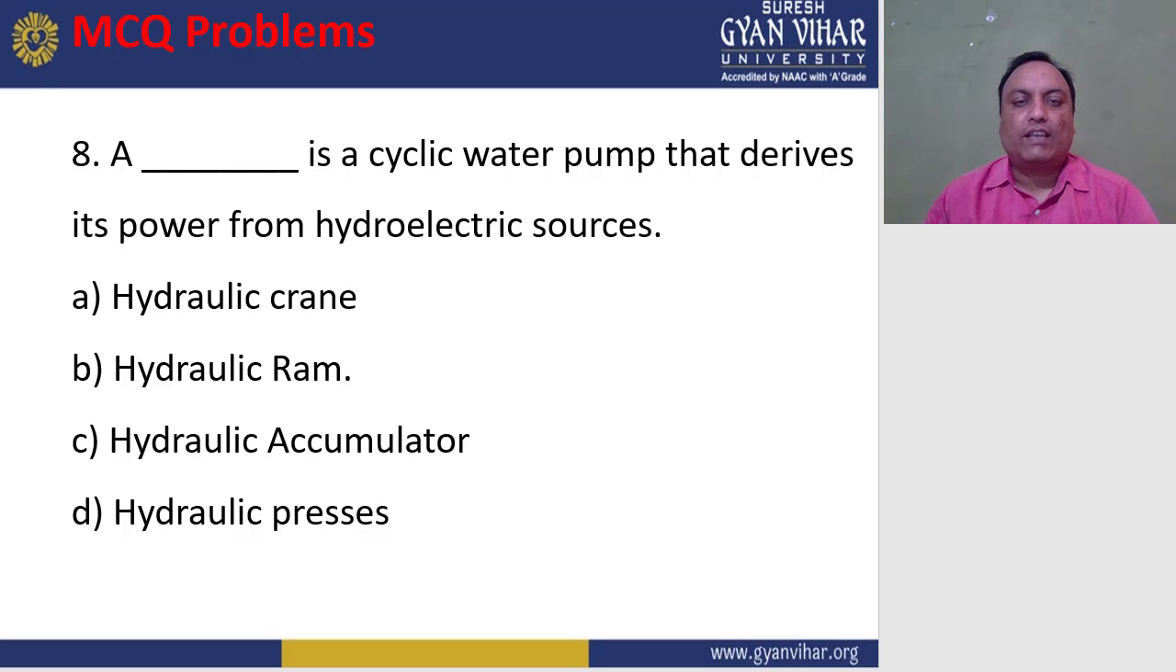A is a cyclic water pump that drives its power. Four options are given here. First one is hydraulic crane, hydraulic ram, C is hydraulic accumulator, D is hydraulic presses. So the correct answer is hydraulic ram. Then move to question number 9.